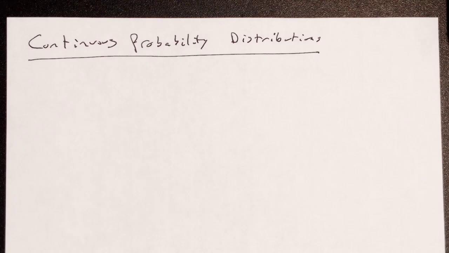A callback to much earlier in the semester. What's the difference between discrete and continuous data? How will we define it? For this, it can be measured. And it's really that idea of measurement.